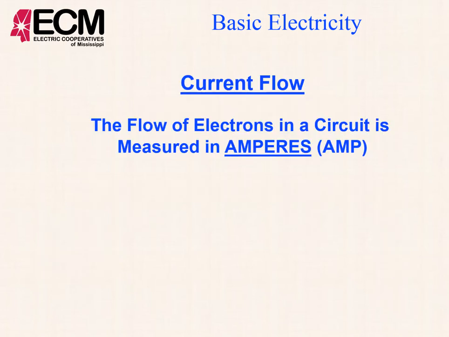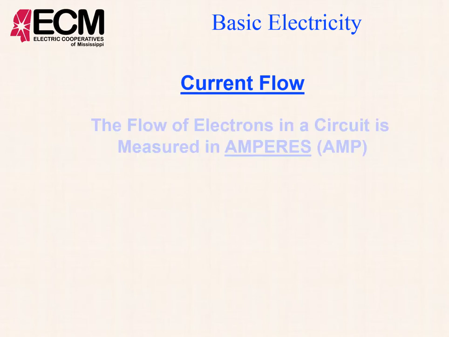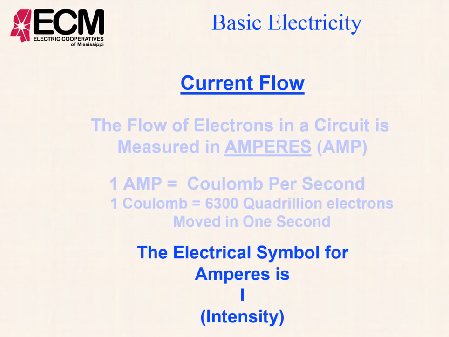The flow of electrons in a circuit is measured in amperes, or we commonly refer to that as amps. So what do you think the electrical symbol for amperage is? A simple thing would have been to use an A, because we call it amperes or amps, but they use the I because it's the intensity with which those electrons move. It makes a little sense once it's been explained to you.